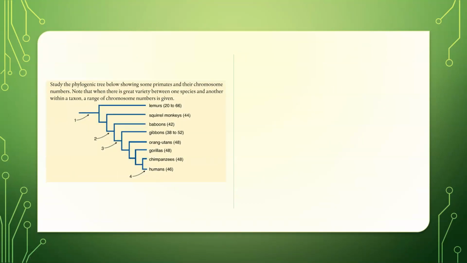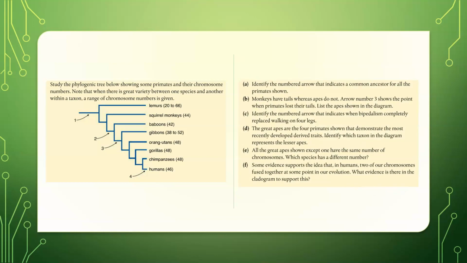Okay, study the phylogenetic tree below, your cladogram showing some primates and their chromosome numbers. Note that when there is a great variety between one species and another within a taxon, a range of chromosome numbers are given. A, identify the numbered arrow that indicates a common ancestor for all the primates shown. The common ancestor for them all would be number 1, arrow number 1.